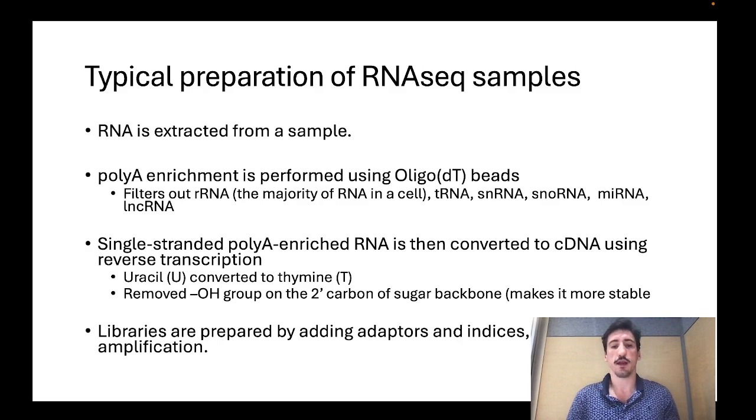Next, once we've done that, we take these single-stranded cDNA molecules and we prepare libraries by adding adapters and indices, and then we amplify these fragments up. I'll probably make another video on library preparation in general, but I just wanted to cover at a super high level what's actually happening with your RNA samples. I will also note that a lot of sequencing cores now offer this whole process in-house. So really, for the most part, you shouldn't have to do this yourself, but it's good to understand what's actually happening so you can interpret the data better.